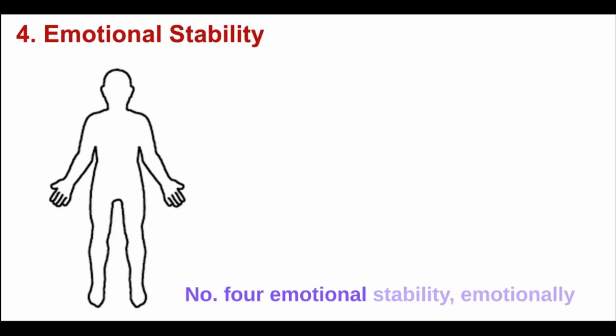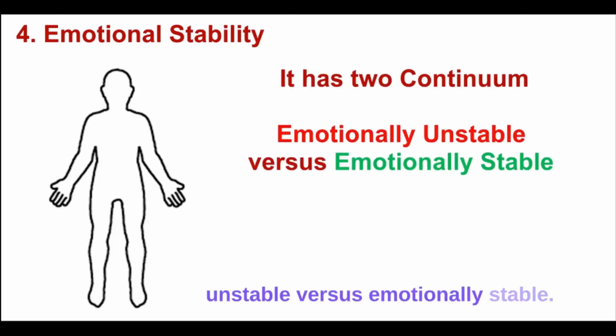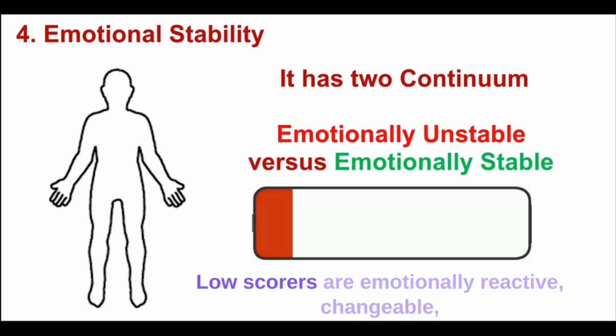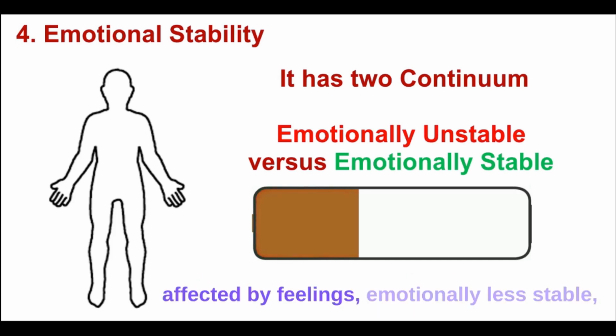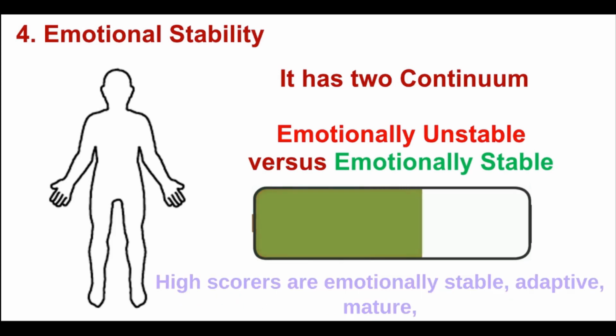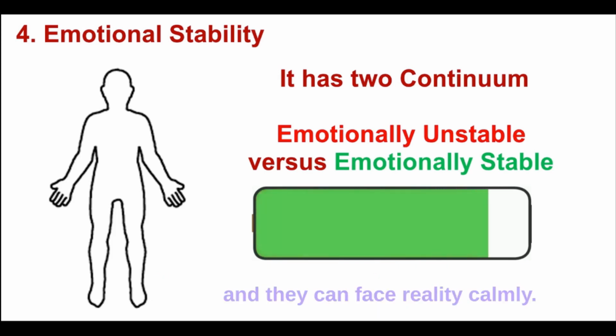Number 4, emotional stability. Emotionally unstable versus emotionally stable. Emotional stability is a scale of how in control of your emotions you are. Low scorers are emotionally reactive, changeable, affected by feelings, emotionally less stable, and easily upset. High scorers are emotionally stable, adaptive, mature, and they can face reality calmly.